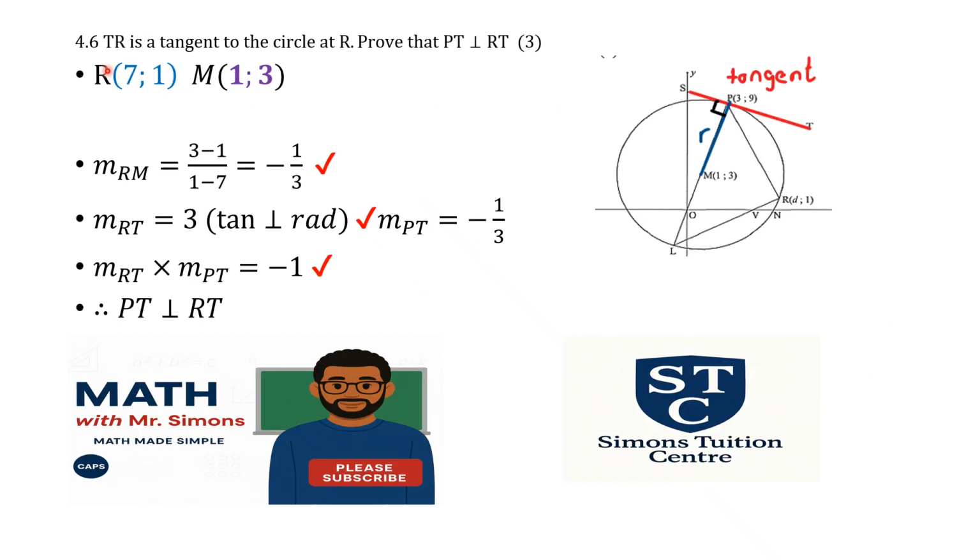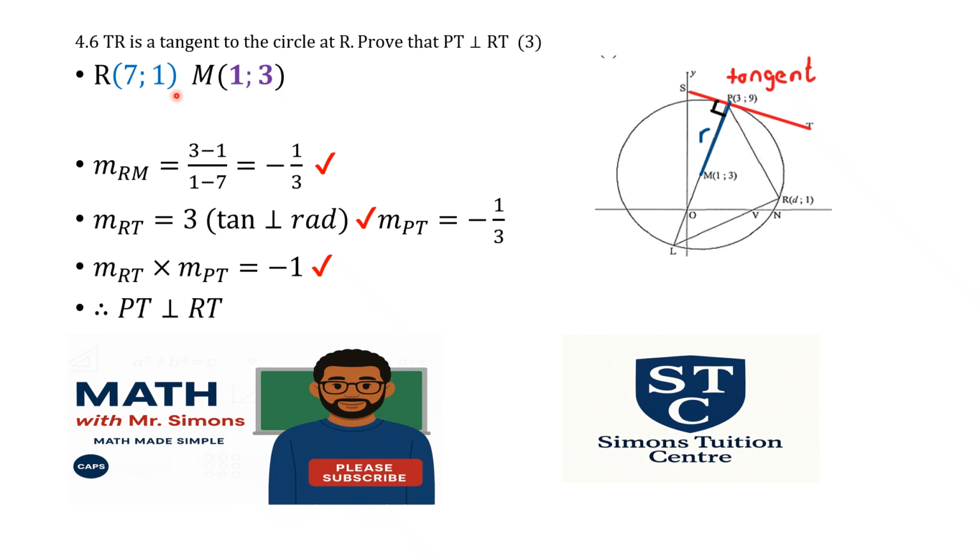So it's 4.6. They say TR is a tangent to the circle at R. So there, if I draw from T to R, I have a tangent. Prove that PT is perpendicular to RT. So there's RT and there's PT. So I want to prove that where the two lines meet, they are perpendicular. So using R and M, you see there I have M and there I have R. Right, that's my radius.